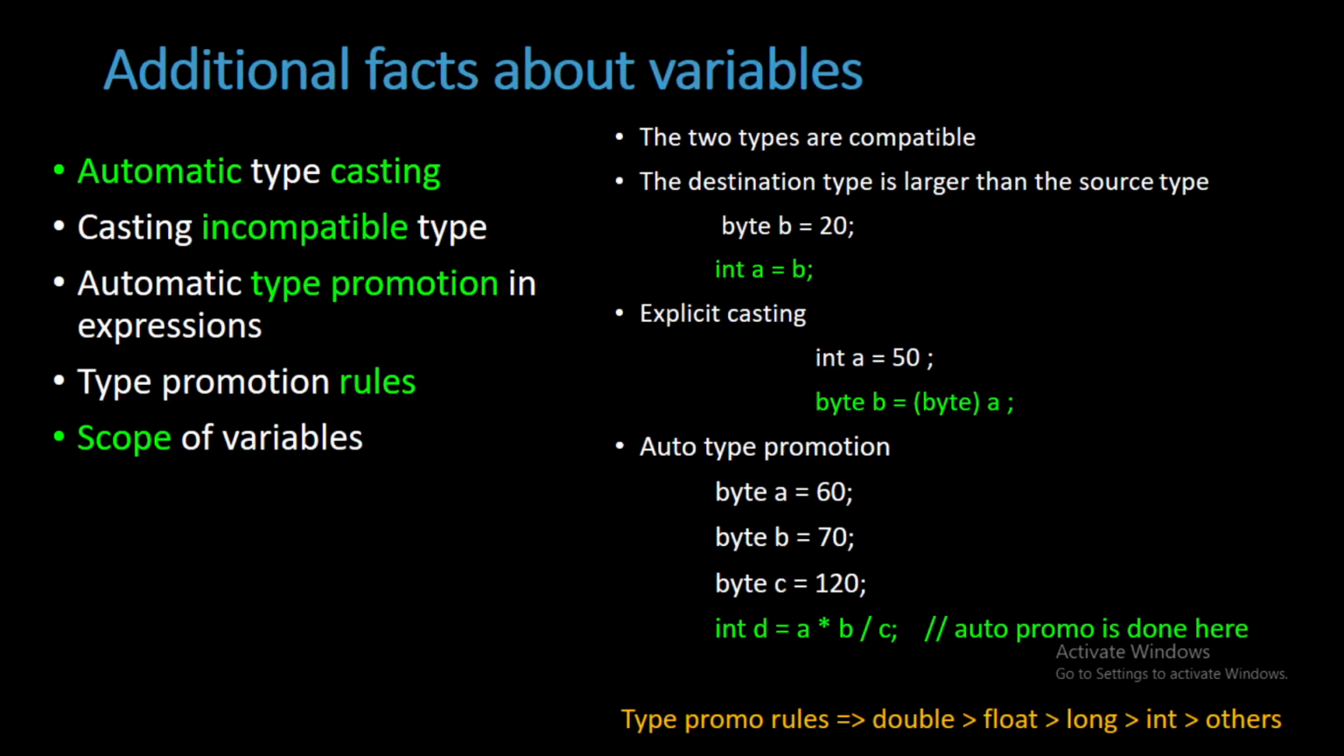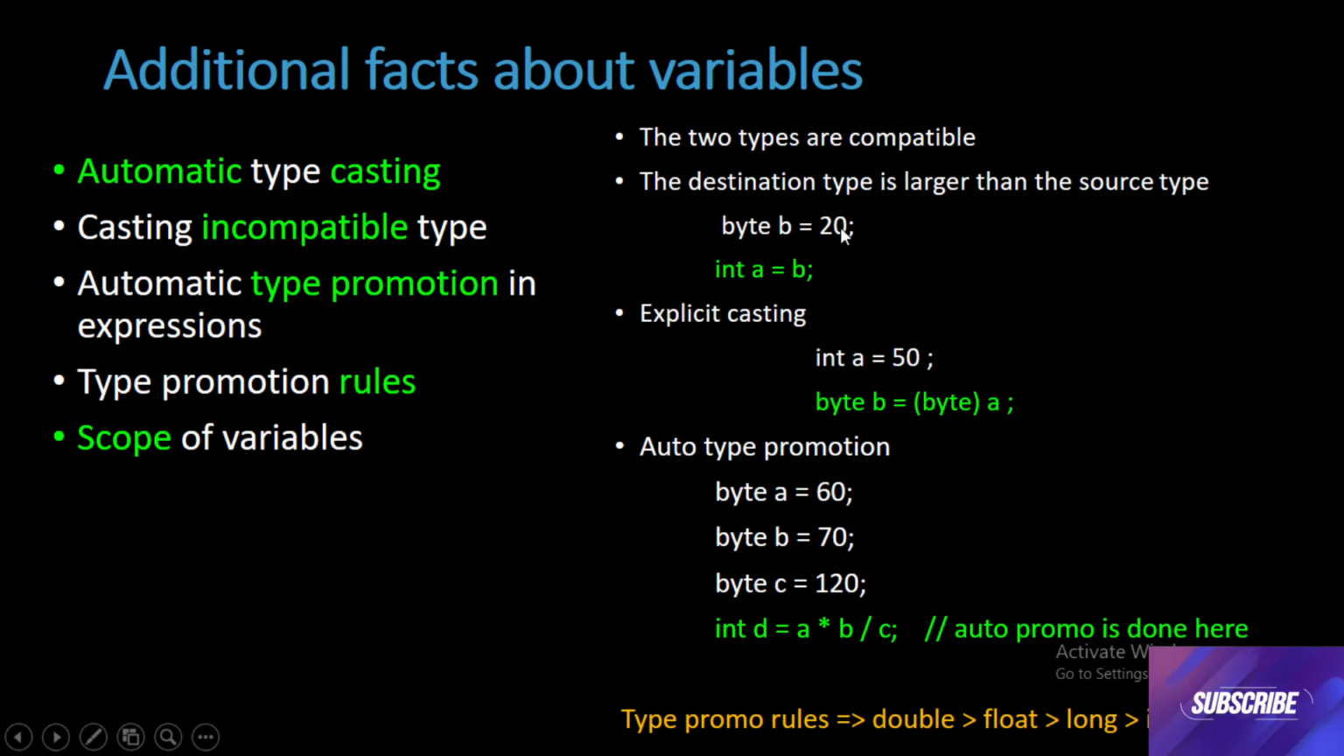There are some additional facts about variables. Once we are done with it, we'll go to a simple program and check how variables work. Here we have a concept called automatic typecasting. Let's say I have a variable of byte type, and we give a value of 20, and then we assign that byte to an integer. Since integer takes larger memory than byte, this assignment is always accepted by the compiler and it is done automatically for you. This is what we call automatic typecasting, where a byte type is cast to an integer type.